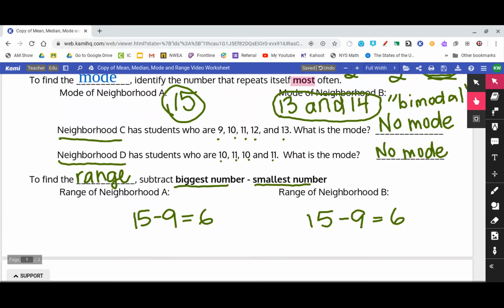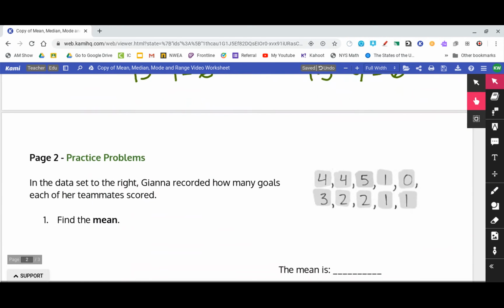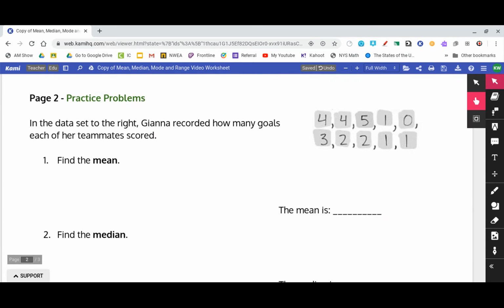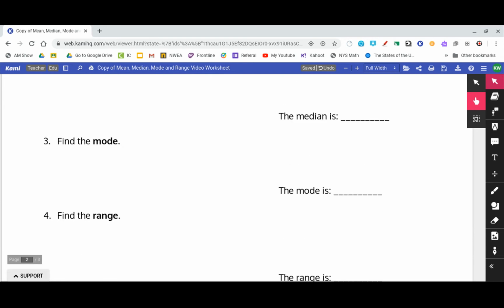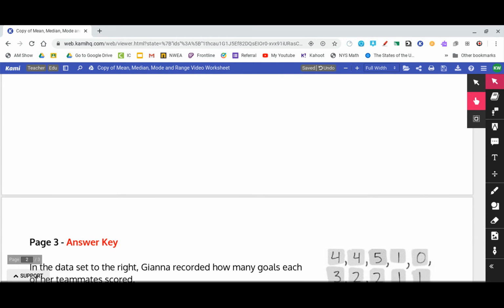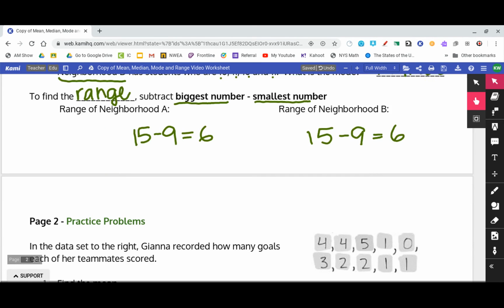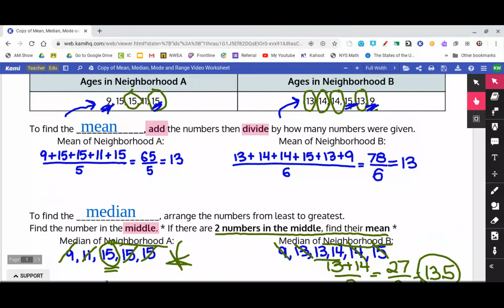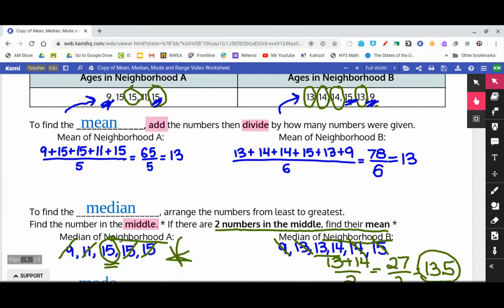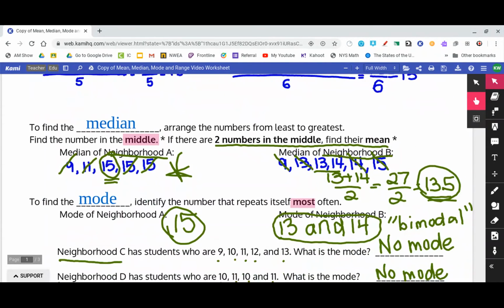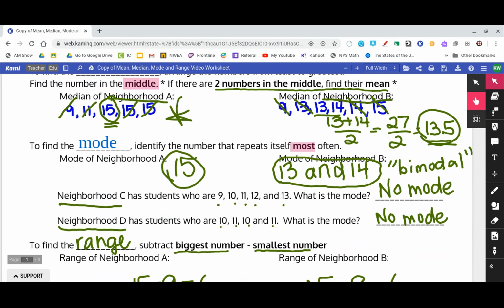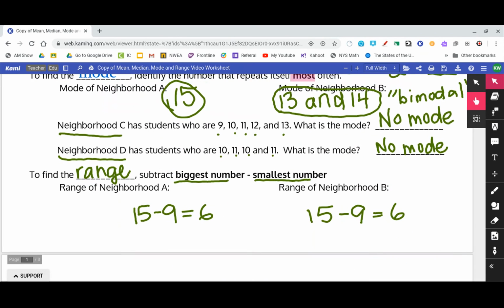All right, what we would like you to do now is to go to page 2 and try the practice problems on your own, and then go to page 3 and look at the answer key. Just remember that the mean, you're going to add them all together and divide by however many numbers there are. The median, you're going to put them in order and find the number in the middle. The mode, you're going to find the number that repeats itself the most. And the range, you're going to take the biggest number and subtract the smallest number.